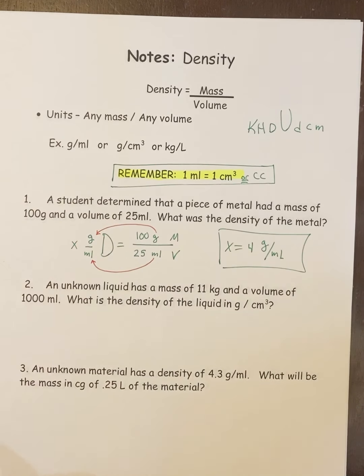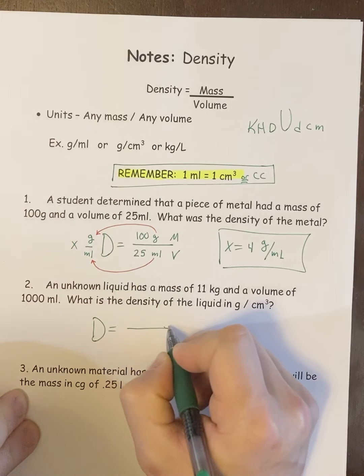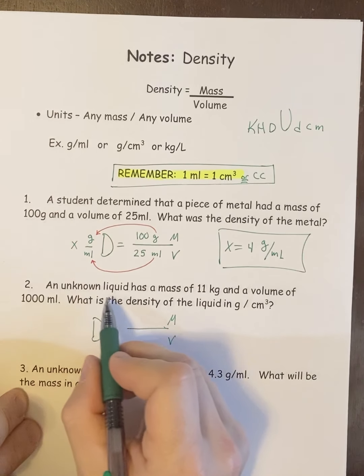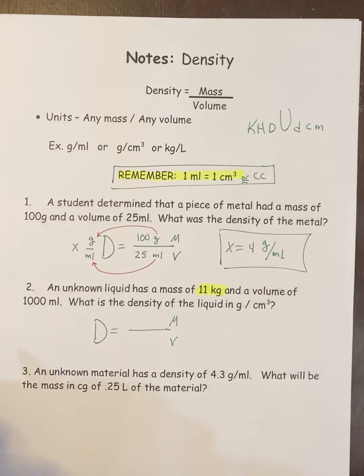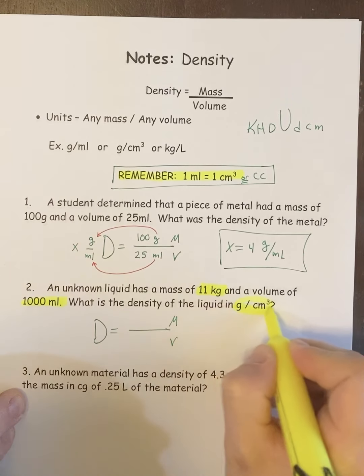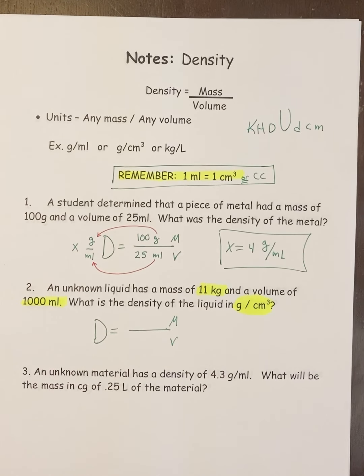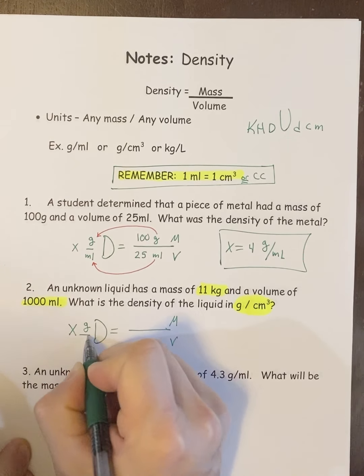So let's do number 2. An unknown liquid has a mass, so we know it's a density problem. So always write it out like that. An unknown liquid has a mass of 11 kilograms. I'm not going to write that down yet. The volume is 1,000 milliliters, and they want to know the density in grams per cubic centimeter. So this is what they want. They want density.